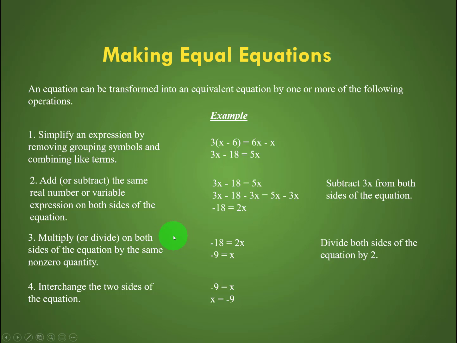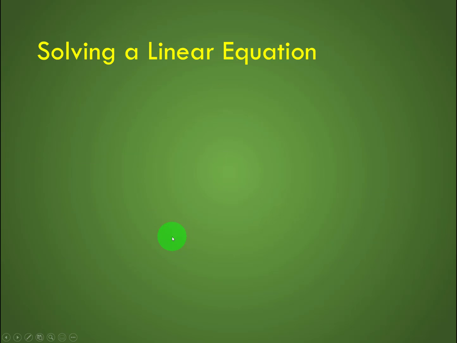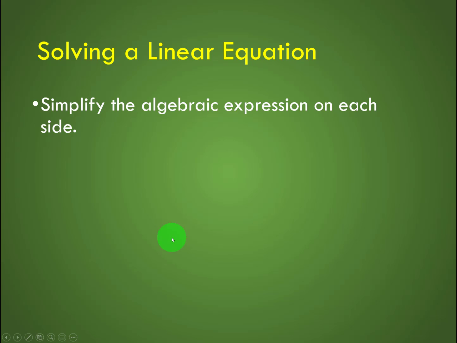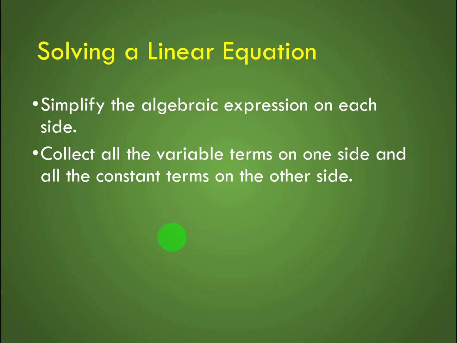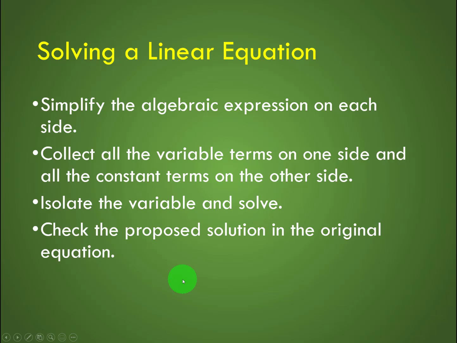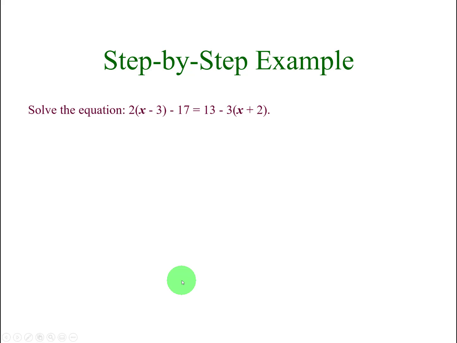So this is a typical type of question, and the steps that we followed are the following. We simplify the expression on each side, collect all the variable terms on one side and all the constant terms on the other side. We then isolate the variable and solve. We can check our proposed solution in the original equation. So now here's a little more challenging equation.